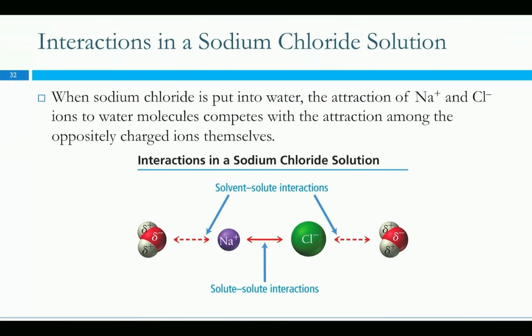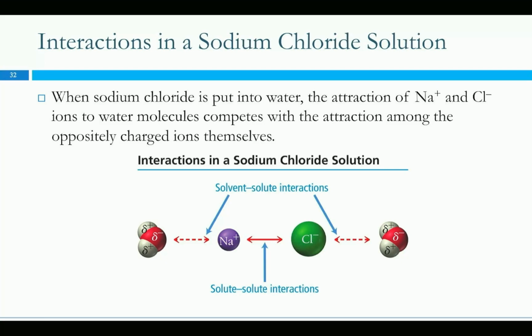So for sodium chloride, the primary effect here is that the negative side of the water is attracted to the positively charged sodium. And the positive side of the water is attracted to the negatively charged chloride. And in water solution, that solvent-solute interaction is stronger than the solute interaction, and the water will start to pull apart any sodium chloride crystals that are in the water.